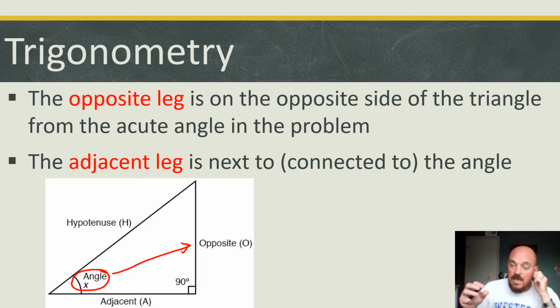So of the two legs, once you pick your angle, remember the angle comes first, because this is a whole different question if I'm talking about this angle up here. But since I'm talking about that angle in the lower left corner, opposite would be opposite from that. So the opposite leg is over there on the right, and then adjacent, or connected to that angle, is the one on the bottom.